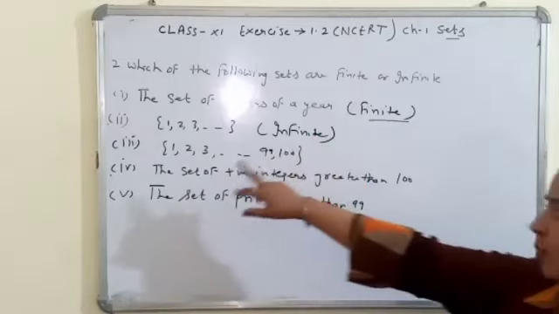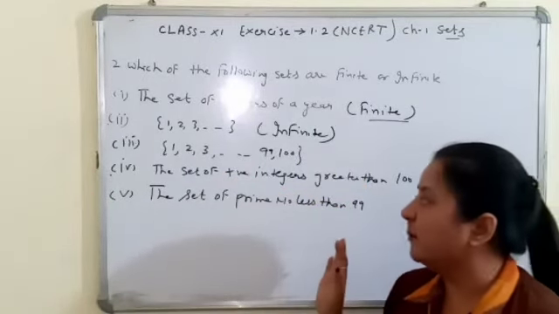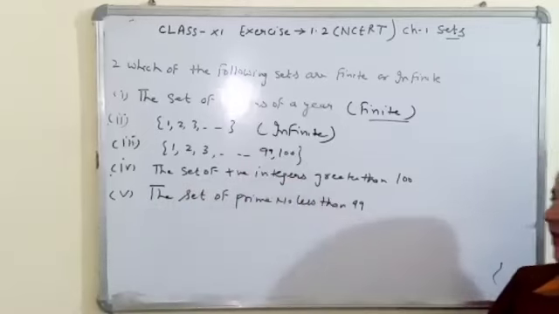The set is from 1 to 100. So we can easily count the number of elements here. These are from 1 to 10. So this one is finite.